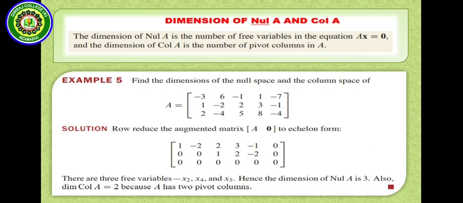So now in the example, find the dimension of the null space and the column space of the matrix. We want the dimension of the null space and the dimension of the column space of the matrix. So first the matrix A is given. That matrix is reduced to upper triangular form, or we say echelon form. That form is 1 minus 2 2 3 minus 1, 0 1 0 0 1, 2 minus 2 0 0. Last row elements are zeros. Here how many pivot columns are there? The first column is the pivot column, the second one is a linear combination of the first one, meaning it is non-pivot. The third column is the pivot column, and the fourth and fifth are linear combinations of the third.